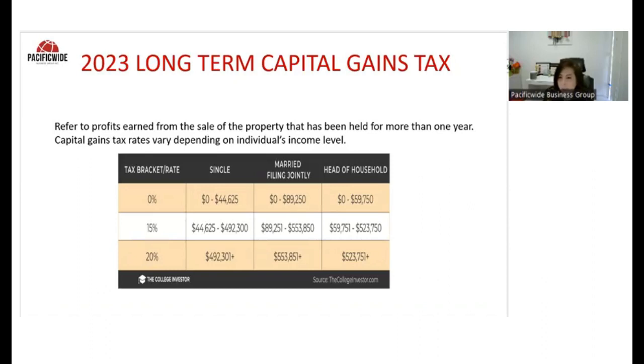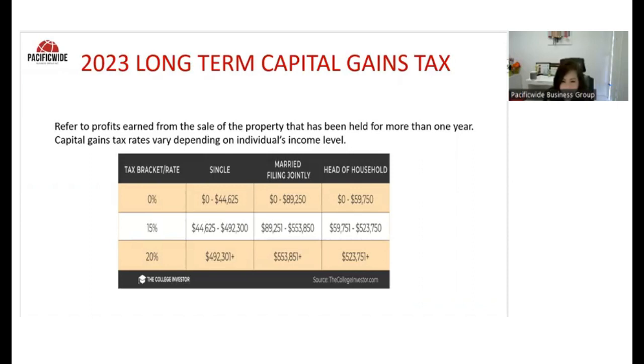And for a single person who files tax by himself, if his income is less than $44,625, he pays no capital gains tax at all. Is it so awesome? Somebody has very low income and they invest in real estate. My goodness. And long term, again, what is it? You have to keep the property more than 12 months. That's it. And for real estate, we want to keep the property long enough to make a lot of money, right?